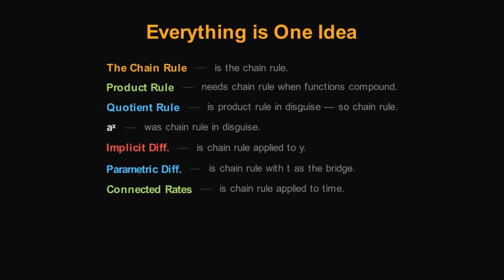To take everything we just covered and link it all together, the chain rule is the chain rule. The product rule needs the chain rule when inner functions are compounded. Quotient rule is just a product rule in disguise. Again, that's the chain rule. A to the x was the chain rule in disguise. Implicit differentiation is just the chain rule applied to y. Parametric differentiation is the chain rule when we have something like t as the bridge. Connected rates is the chain rule applied to time, and reality. And differential equations use the chain rule every time you integrate via substitution.